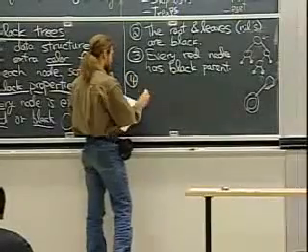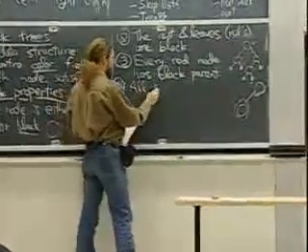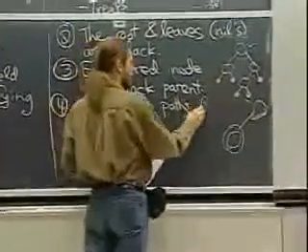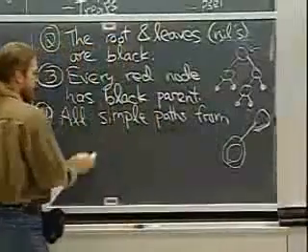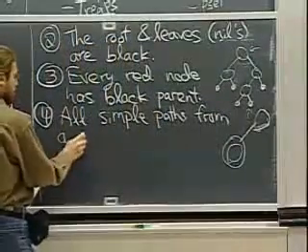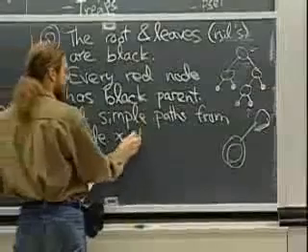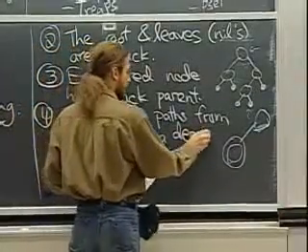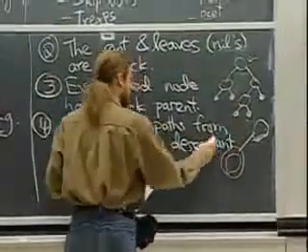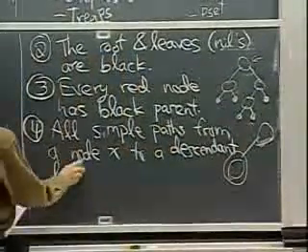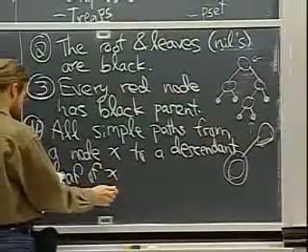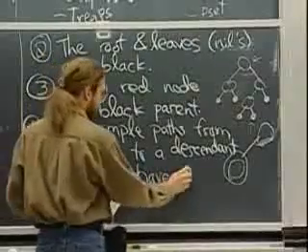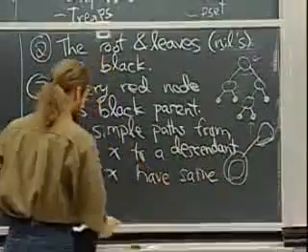Okay, and then one more rule. It says a little bit more about such paths. So if we take a simple path, meaning it doesn't repeat any vertices, from a node x to a descendant leaf of x, all such paths to all descendant leaves have the same number of black nodes on them.